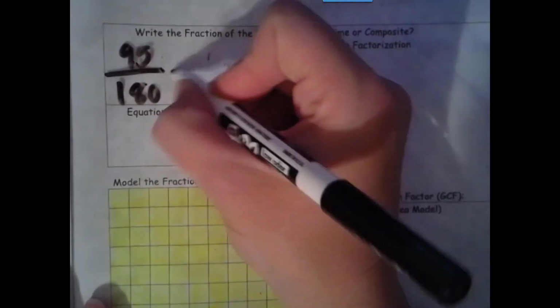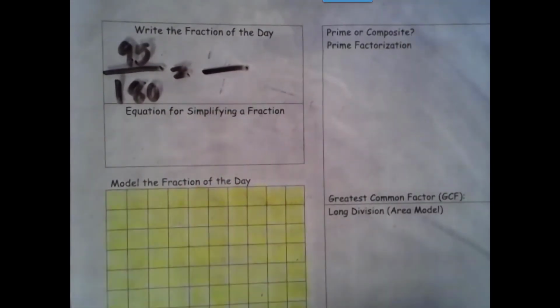We have 180 school days, so that's our denominator, and we're on day 95. Is 95 prime or composite? Well, it ends in a 5, so it's divisible by 5. 5 is a factor. That means we have more than two factors. We have 1, 5, and 95. So when we have more than two factors, it is composite.